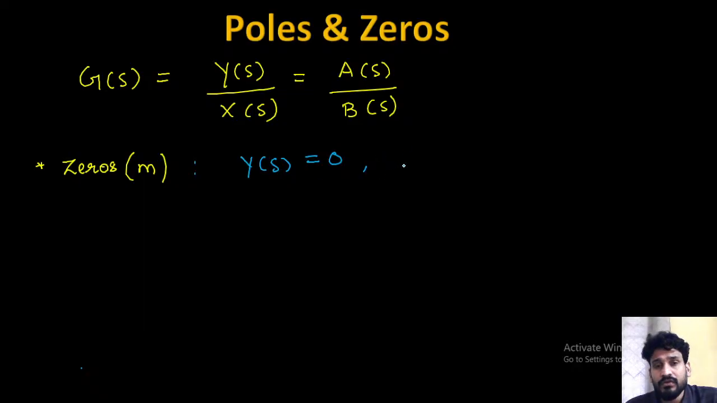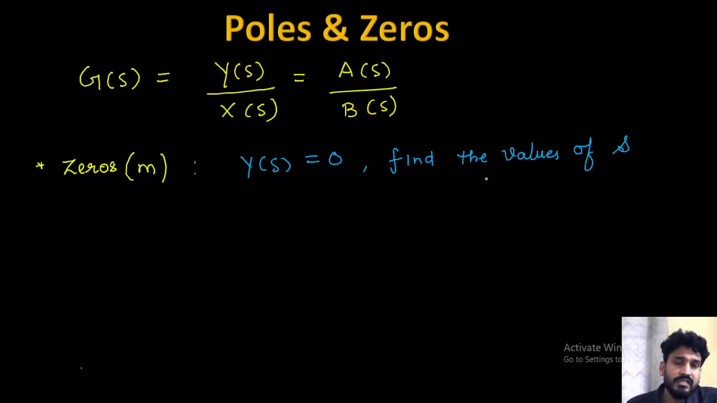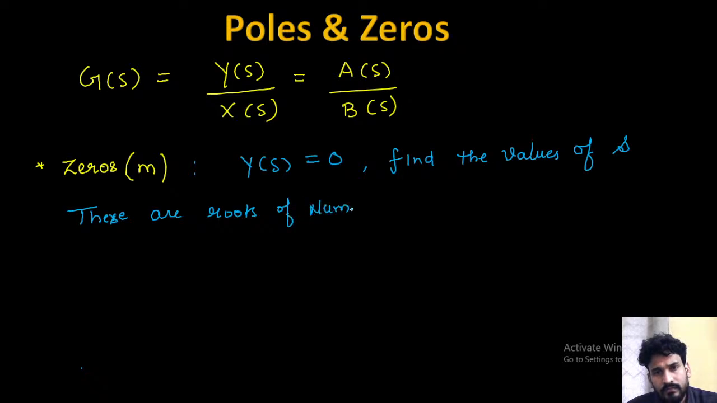Now put Y(s) equal to 0 and find the values of s. Finding the values of s means you have to find the roots of the numerator. These values of s are the roots of the numerator. So the roots of the numerator are the zeros.